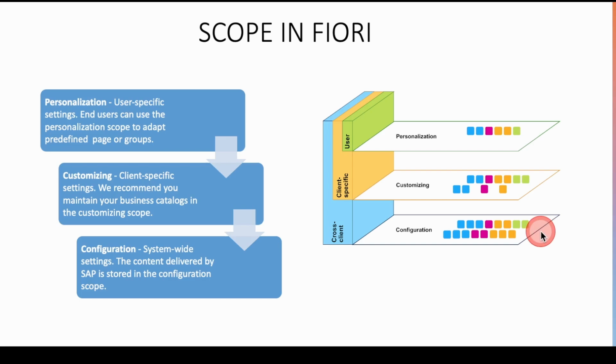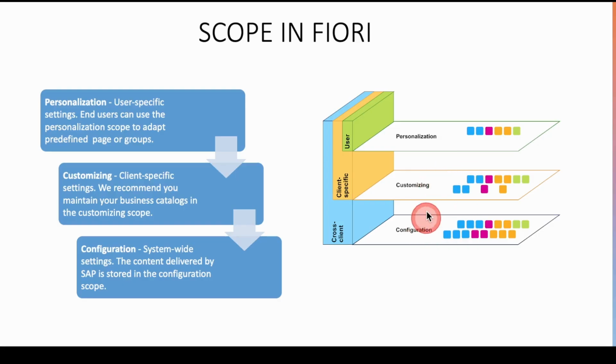Most and majority of your changes in terms of designing the content of Fiori should happen in the customizing scope. So that brings us to the next scope, which is client specific changes. Now this is where you can make changes for your client. You can copy a catalog from configuration scope to a customization scope, and then you can make the changes. For example, remove certain tiles and then use it in your roles.